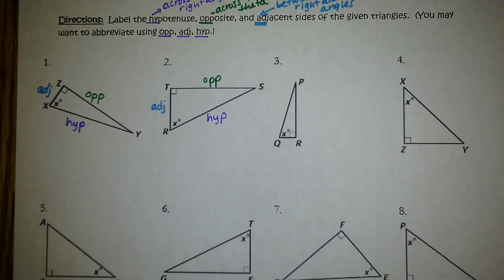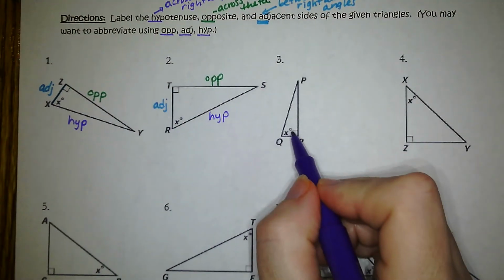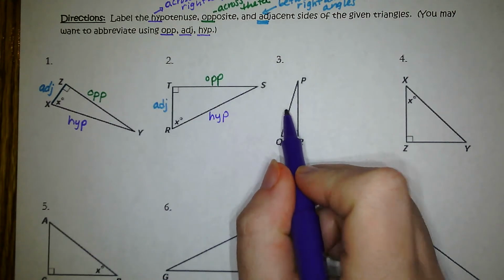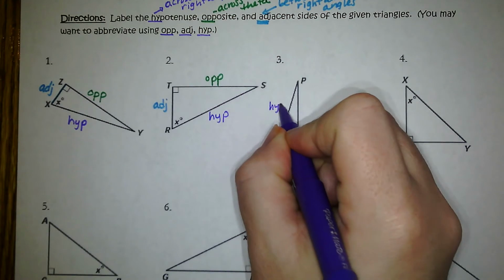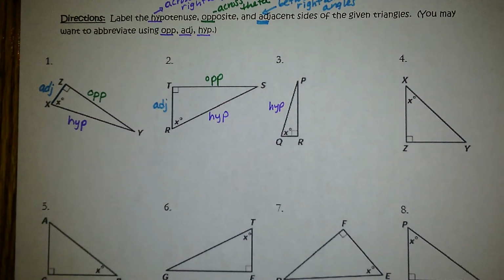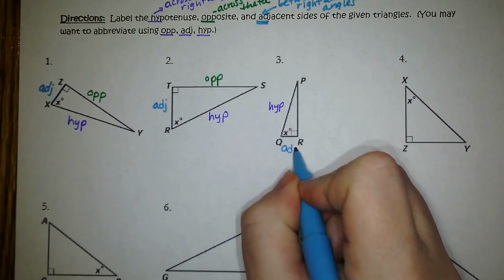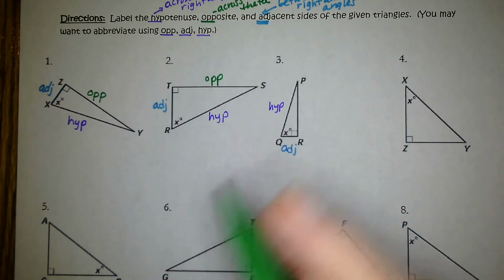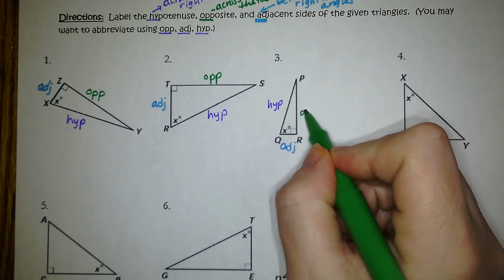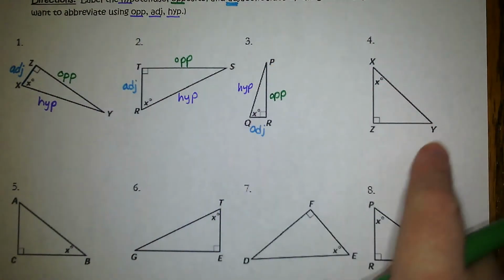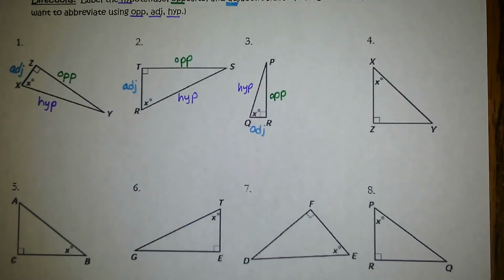And number 3, I'm going to start with my hypotenuse. Hypotenuse is across from the right angle. My right angle box is on R, so I have to go across from that, and that's my hypotenuse. My adjacent is between the right angle and the theta angle, so my adjacent is the bottom. And then the opposite is across from your theta, which is over here. So again, don't even need numbers in this to label it, but labeling is so important for us to get to the next step.